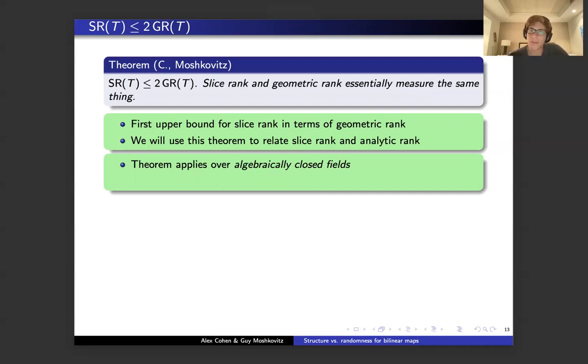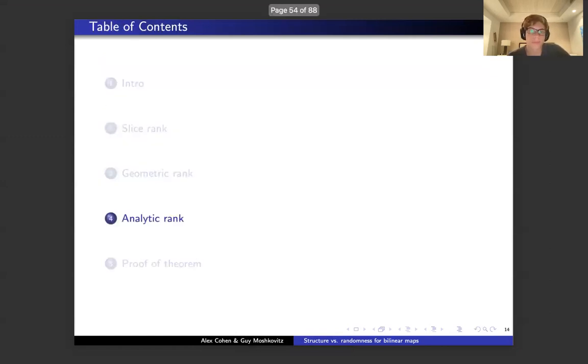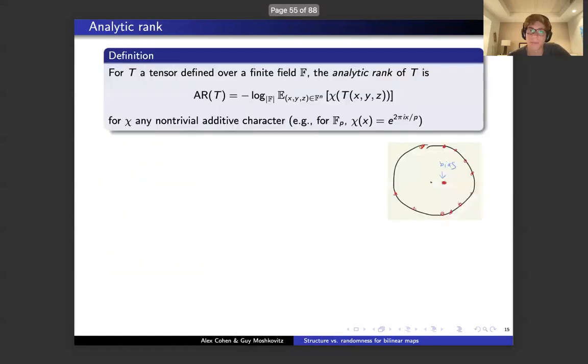And so this theorem, in the proof, we constructively build a small slice rank decomposition, and we build it not over the base field F5, but over its algebraic closure. And I'll also just mention quickly that we have since extended this theorem to the correct analog for higher order tensors. Okay, now I'm going to talk about analytic rank.